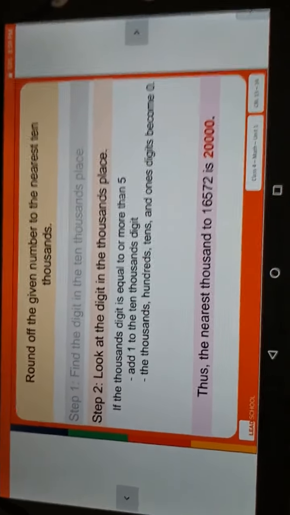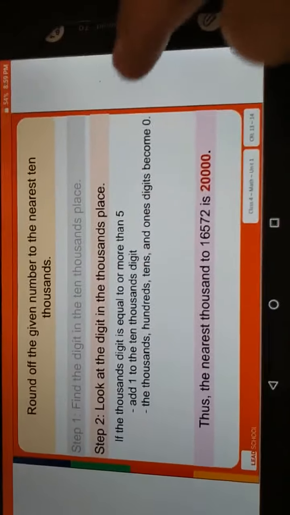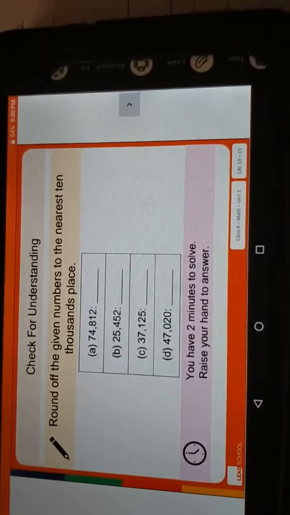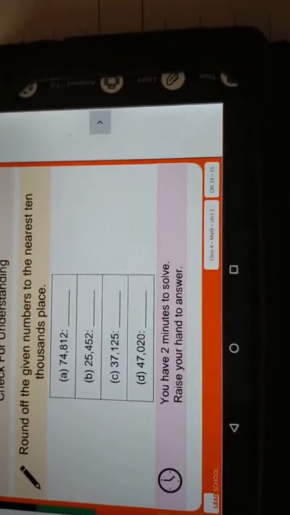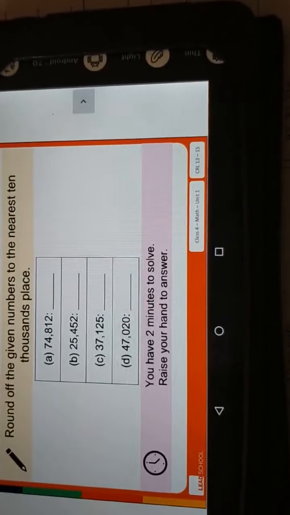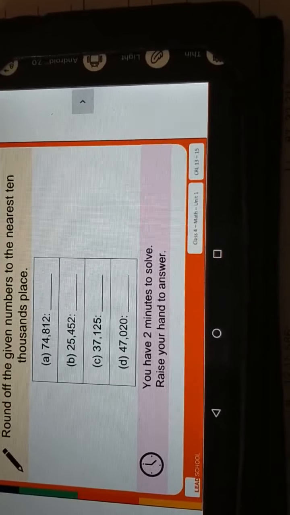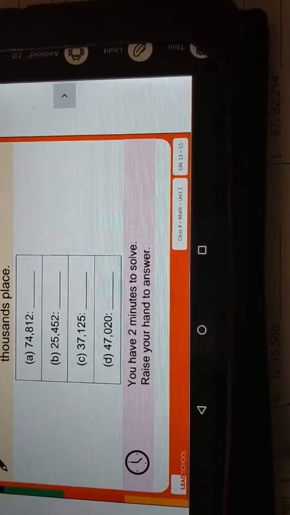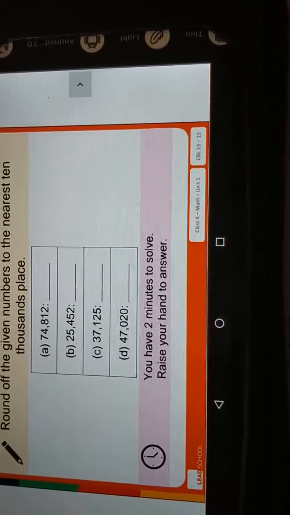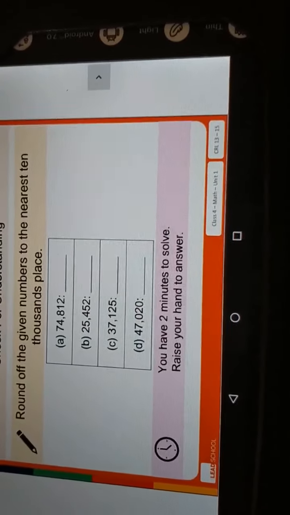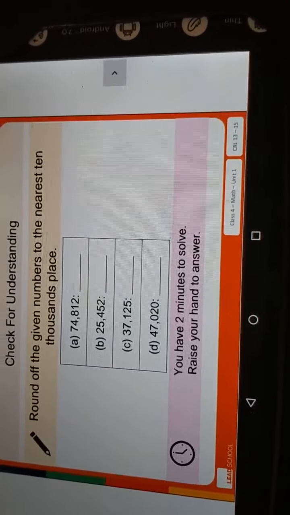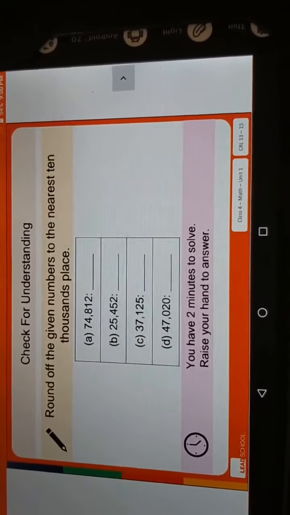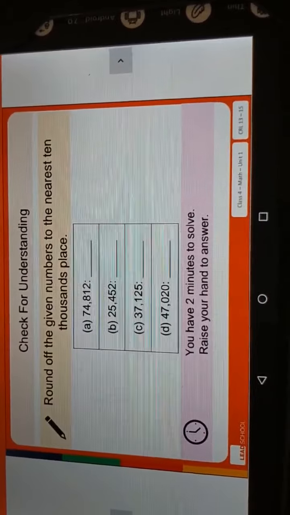Okay students, now we'll check one more example. Round off the given numbers to the nearest 10,000. Here there are 4 examples: 74,812, 25,452, 37,125, 47,020. Now I'll give you half a minute, students. You have to write the answers. We'll check the answers afterward.